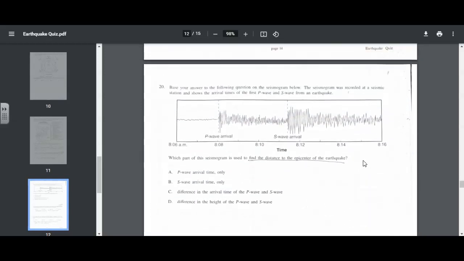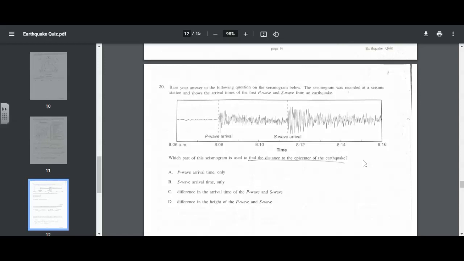Number 20. Base your answer to the following question on the seismogram below. The seismogram was recorded at a seismic station and shows the arrival times of the first P wave and S wave from an earthquake. Which part of this seismogram is used to find the distance to the epicenter of the earthquake? How do you find the distance to the epicenter of the earthquake?